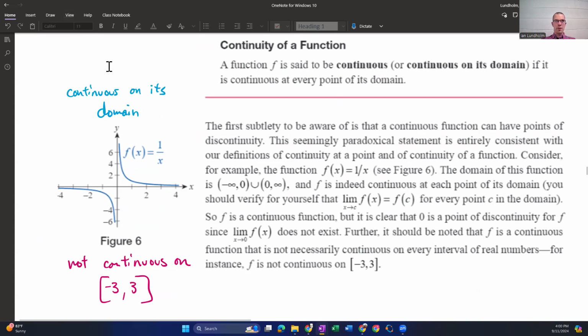So maybe the first part was more surprising, but we would make the distinction that this is continuous on its domain because for any x values that we are allowed to put in, it will still be continuous. But when we're allowed to put in 0, this function is not defined there, and we would fail this definition of continuity. So it's not continuous on that interval. It would fail at 0.